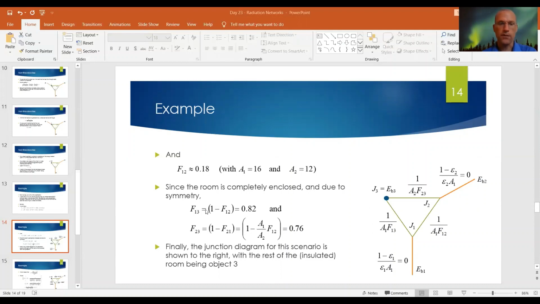And then I still want to do the same thing for F23. I'm going to need that in my radiation network. So I can do that by doing 1 minus F21. Again, same thing. All the radiation coming off of surface 2, some of it hits surface 1. The rest of it is going to have to hit surface 3. Whatever does not hit surface 1 is hitting surface 3. So F23 is 1 minus F21. F21 I can calculate because A1 F12 equals A2 F21, which gives me 0.76.